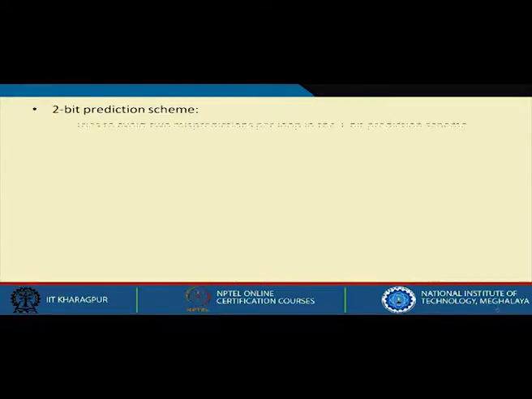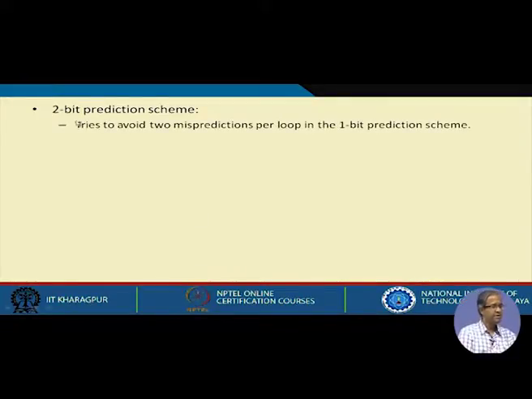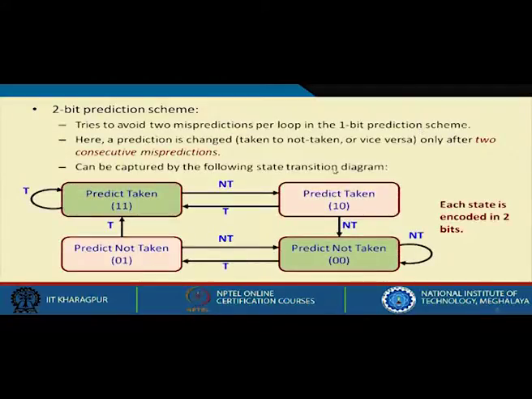We will not change the prediction every time there is a misprediction, we will be waiting 2 times. If there are 2 consecutive mispredictions, then only we will be changing the prediction information. If we do it, then if you think of the earlier case, 19 of the times we can have correct prediction. Let us see how it works. Here we try to avoid the 2 mispredictions per loop in the example that I have shown for the 1 bit prediction scheme. Let us see.